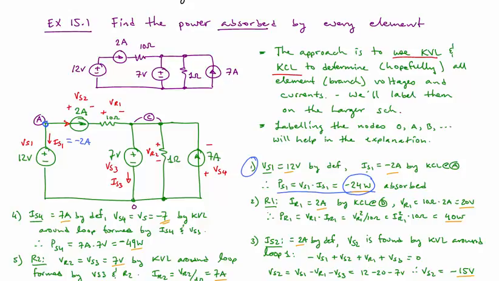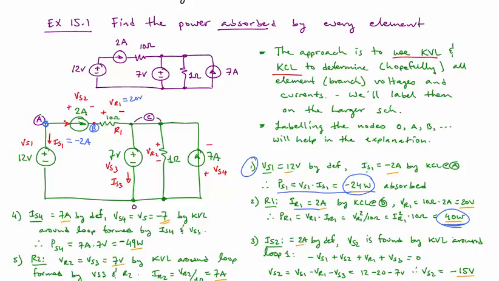Okay, secondly, let's look at R1. So R1 is right here. Now I know the current going through R1, and again that's by KCL at this node right here. So IR1 is equal to 2 amps by KCL at node B. This is node B right here. And therefore I can calculate the voltage across it. VR1 is going to be equal to 20 volts. And the power dissipated is 40 watts. So that's 40 watts absorbed.